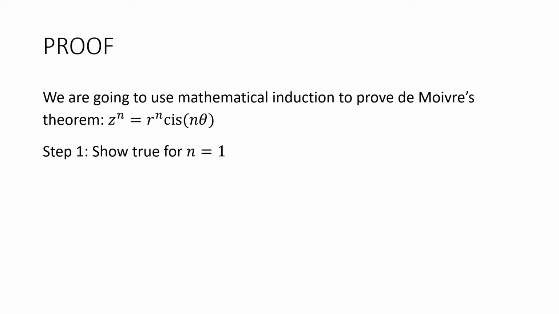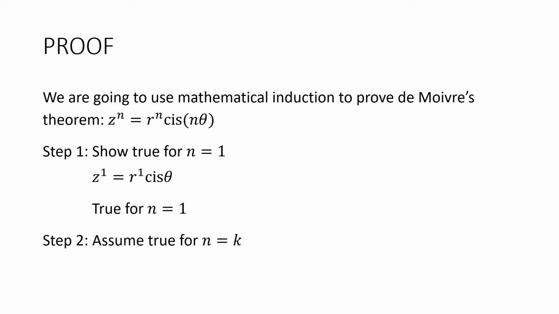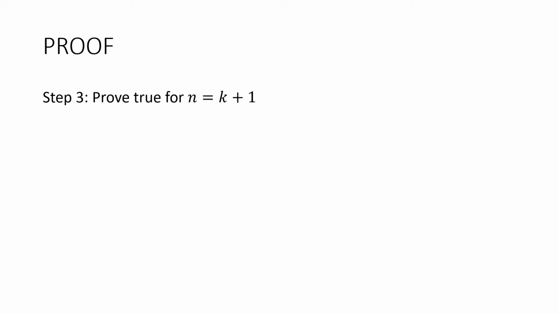So step 1, we're going to show it's true for n equals 1. We just need to substitute 1 for n. Now we started with this statement that z was equal to r cis theta, so it is true for n equals 1. And step 2 is to assume true for n equals k. So substituting k in here, we get z to the k is equal to r to the k cis k theta. Step 3, prove true for n equals k plus 1.